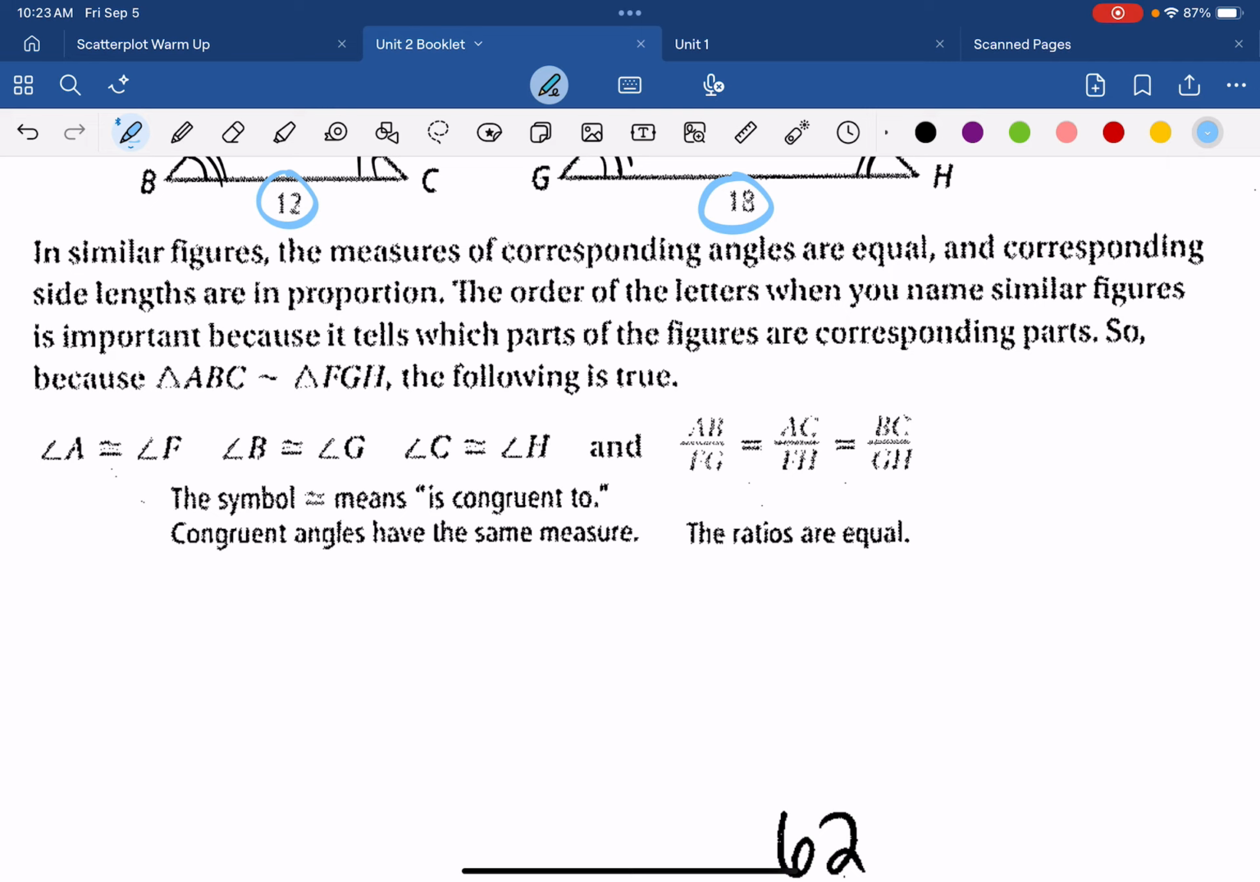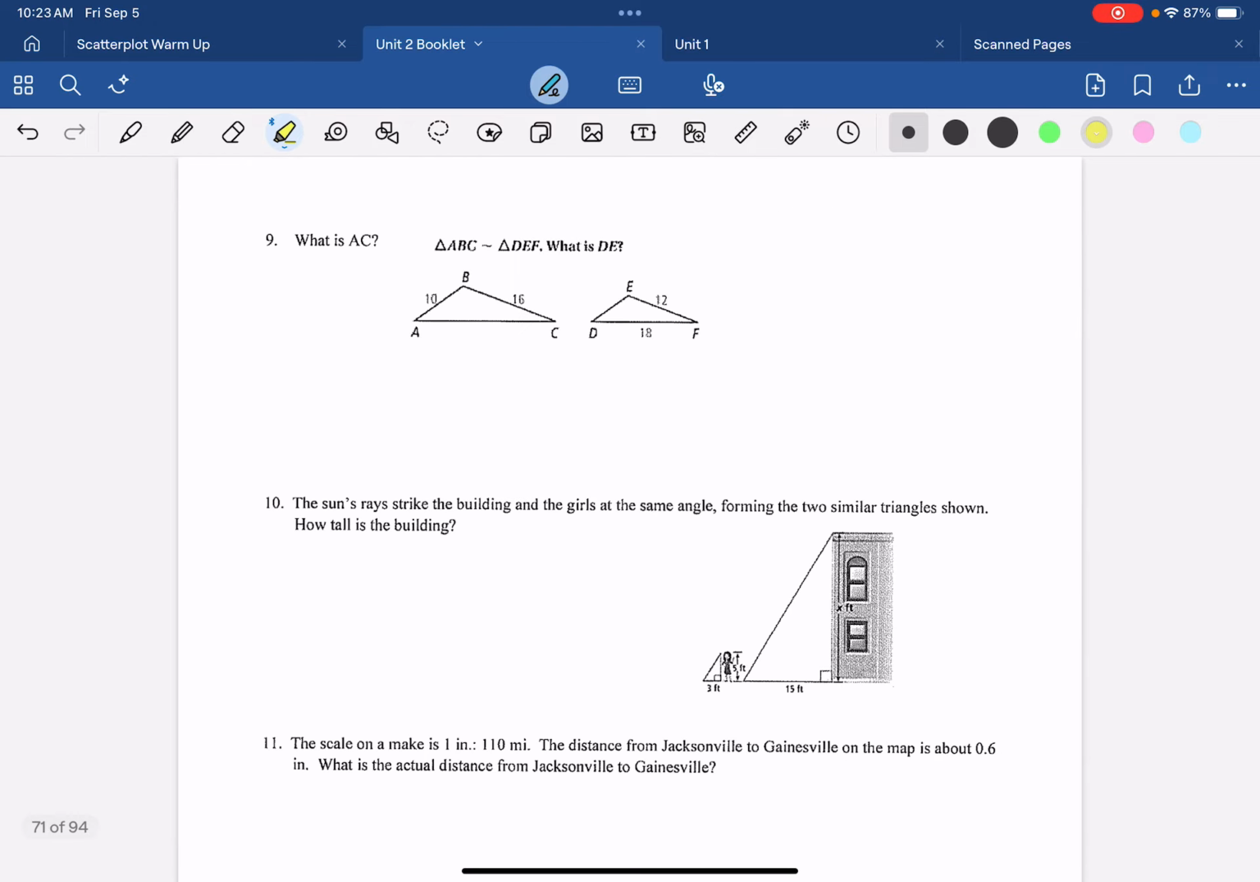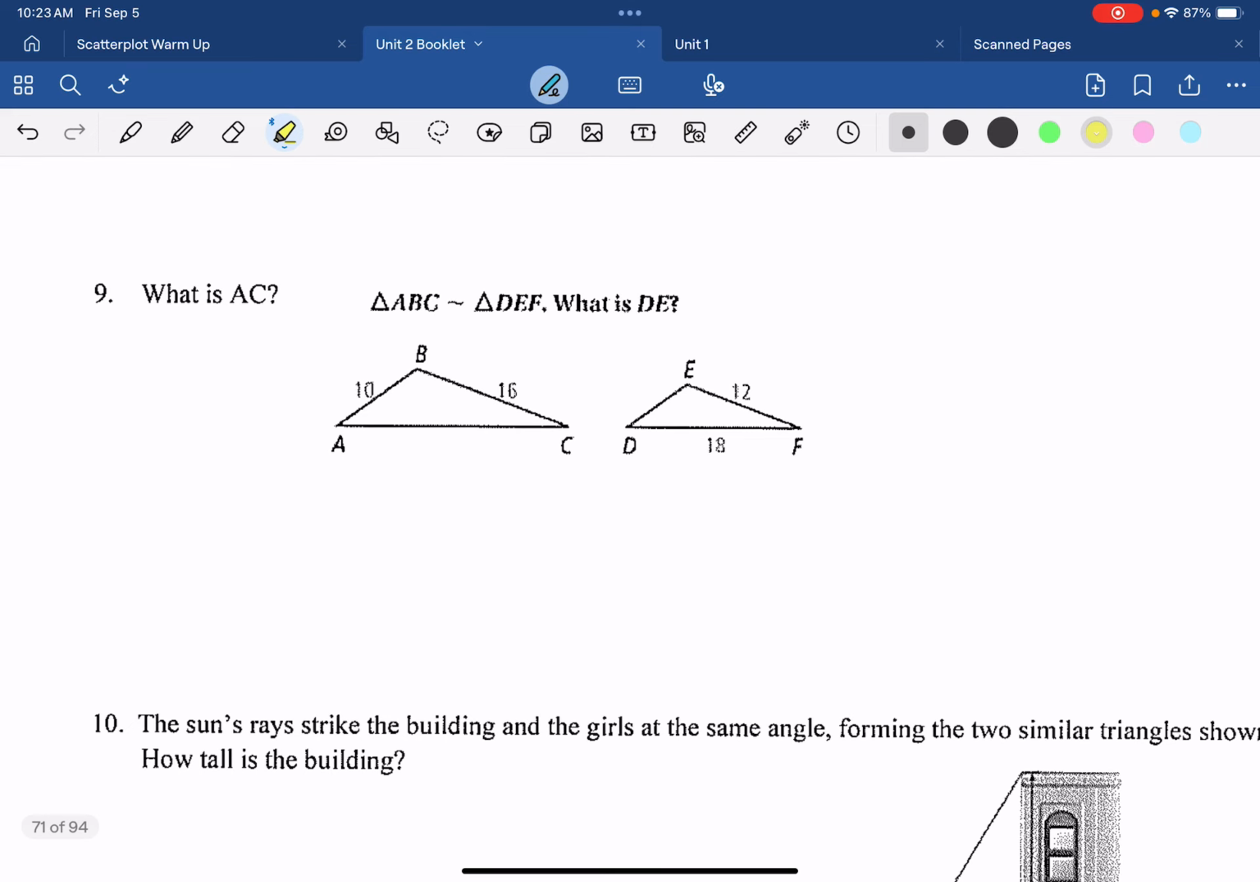Congruent angles have the same measurement. That's what this part is saying. It means congruent to, meaning congruent angles have the same measure. And what we just talked about here was that my ratios are equal. Okay, so that might seem confusing. It'll make more sense as we do this first problem.